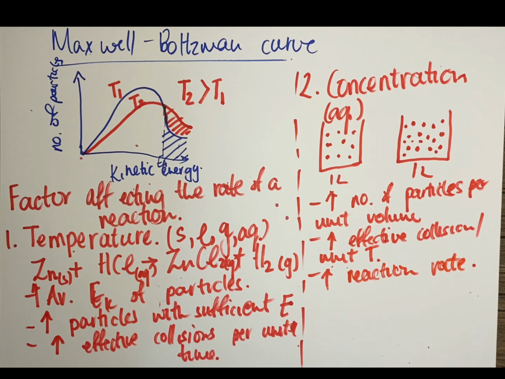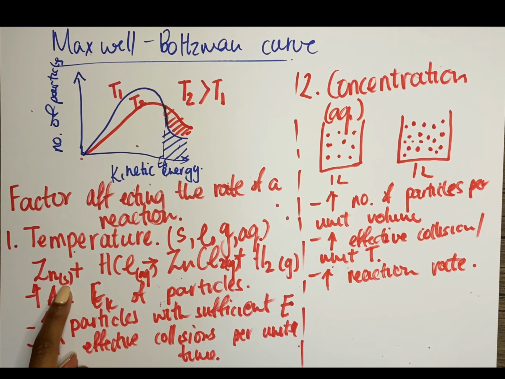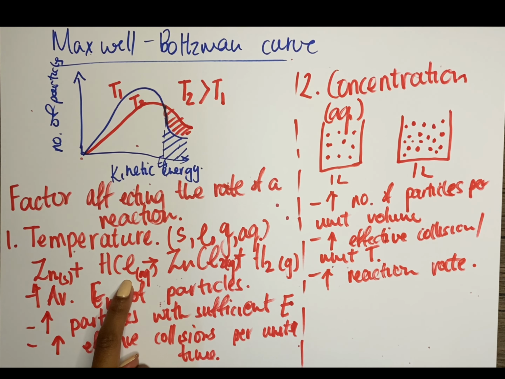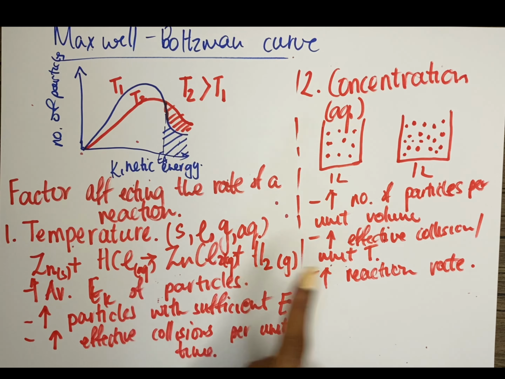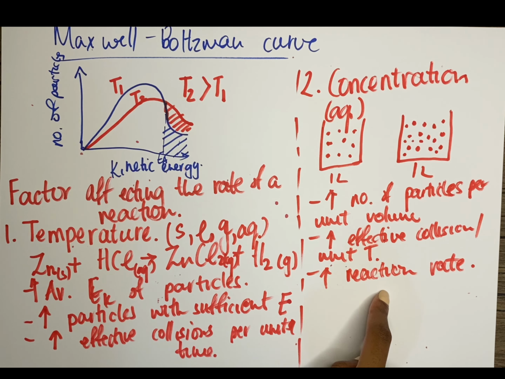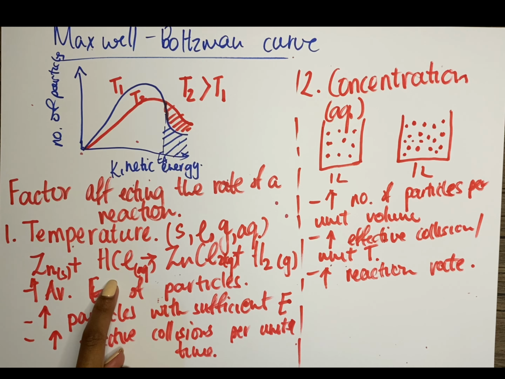which means you're going to have a higher reaction rate, right? So for instance, if you look at this one, we had zinc, which was a solid, and HCl, which was an aqueous solution. If I was to increase the concentration of this HCl, let's say from 0.5 mole per decimeter cubed to 1 mole per decimeter cubed, then I would have doubled the rate of the reaction, right? Which means the concentration can alter the rate of the reaction.